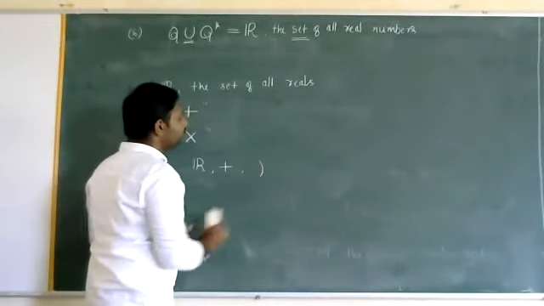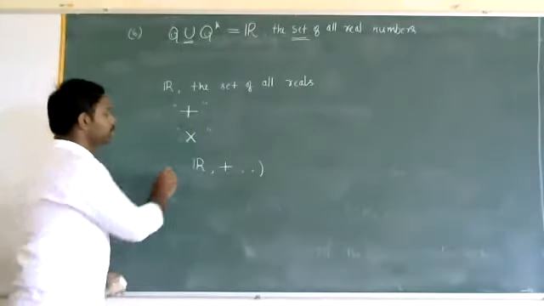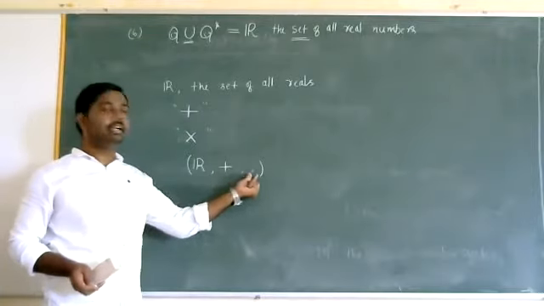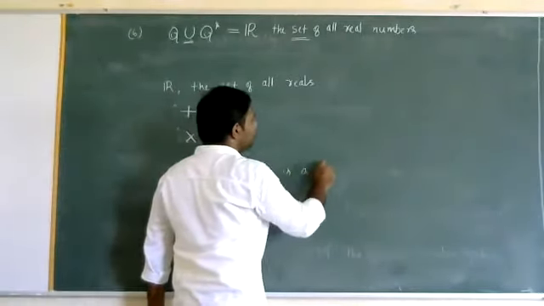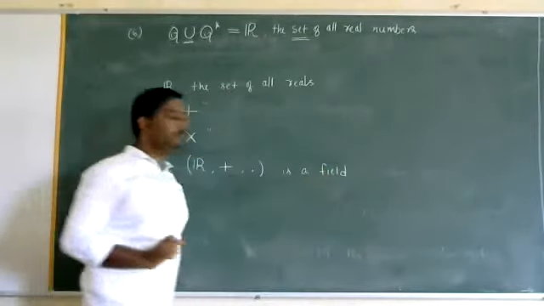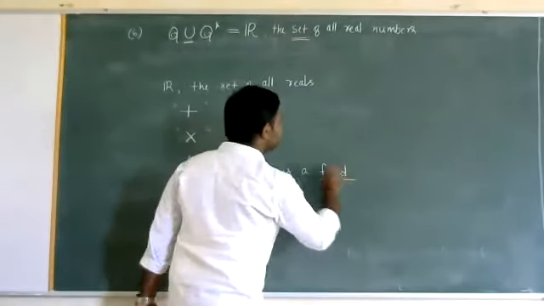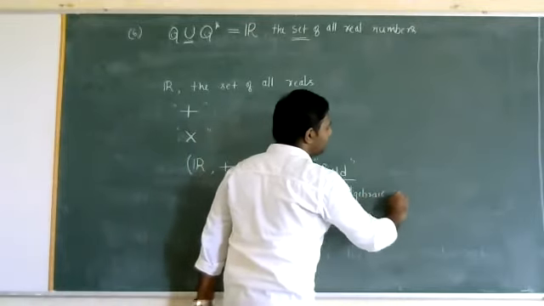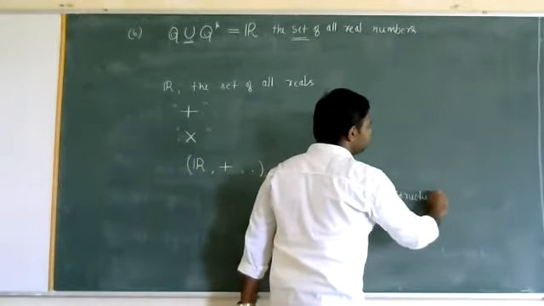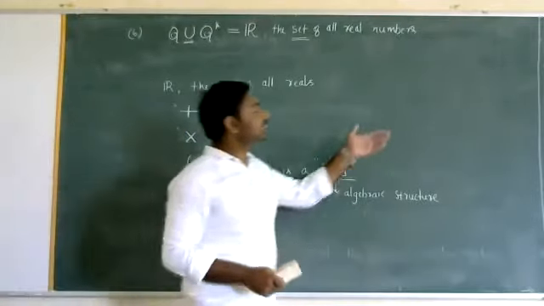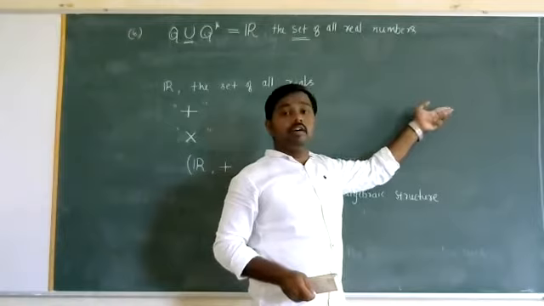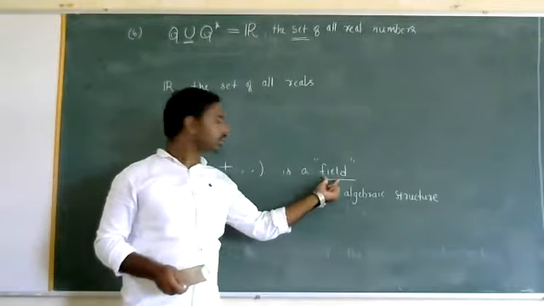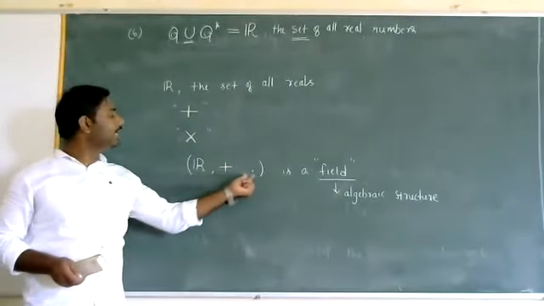Usually we will denote multiplication by dot. So R along with two binary operations called addition and multiplication forms a field. You know what we mean by a field? A field is an algebraic structure. You know many algebraic structures. It starts from group, ring, field, vector spaces, like this. Among that, field is one, and R with respect to two binary operations.